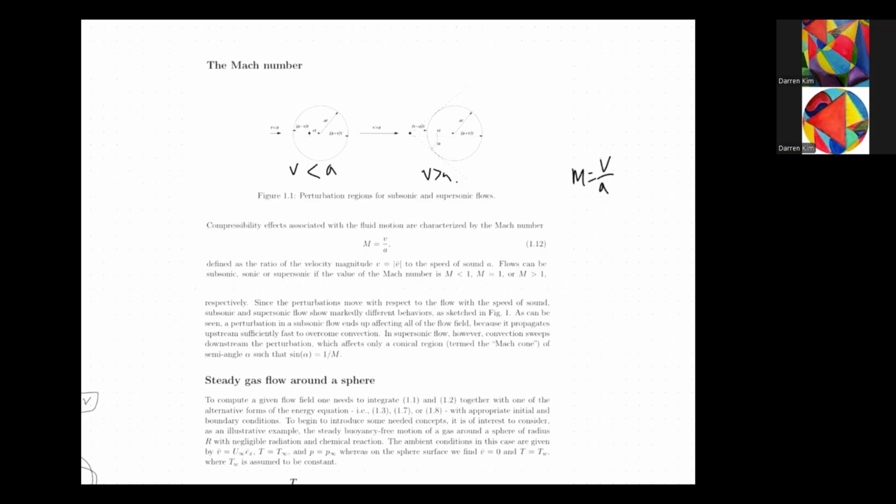Subsonic and supersonic flow show remarkable behavior, as sketched in figure 1. A propagation in subsonic flow ends up affecting the whole flow field, since it propagates upstream effects fast enough to overcome convection. In supersonic flow, however, convection sweeps the propagation downstream, which affects only a conical region, termed the Mach cone, of semi-angle alpha, such that sine alpha equals 1 divided by Mach.